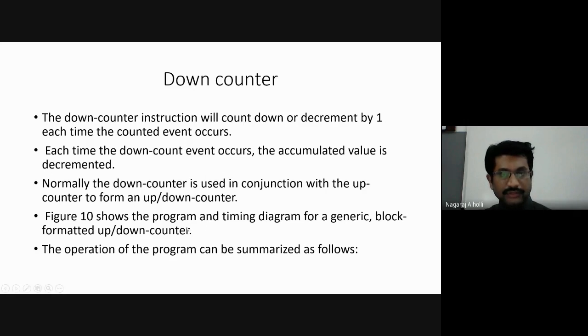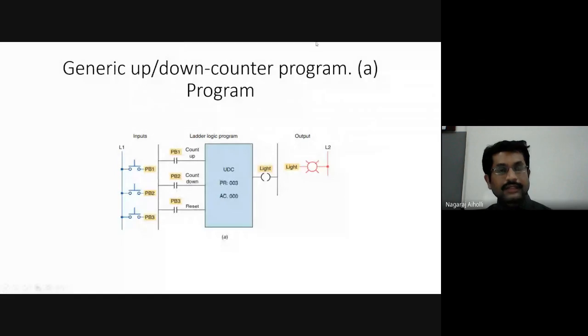The next figure shows the program and timing diagram for a generic block formatted up down counter. Let us see the program. The operation of the program is as follows. This is a generic up down counter program. In this program, as we can see, the accumulated value is 0 at the beginning. We are pressing this PB1 switch. When PB1 is pressed, this is closed. Examine if closed, it will start to count in the upward direction.